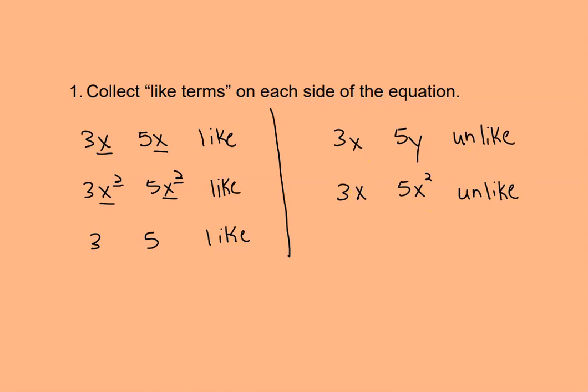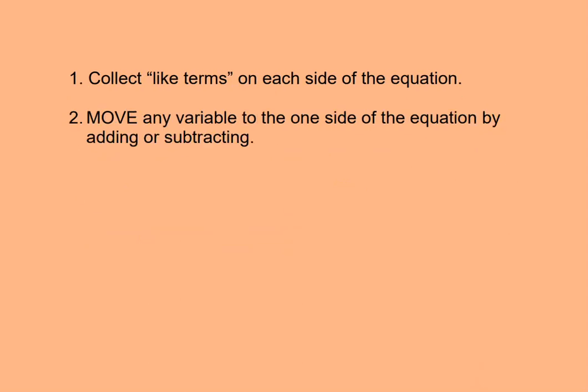Now, in order to add or subtract terms, they have to be like terms. They don't have to be like terms if we're multiplying or dividing them, but they do have to be like terms if we're adding or subtracting them. So that's the first step. We collect like terms on the same side of the equation.